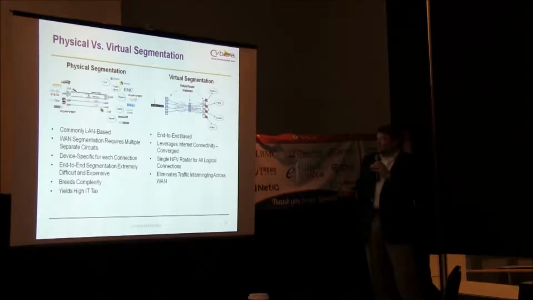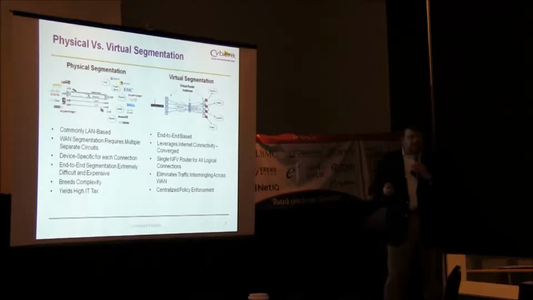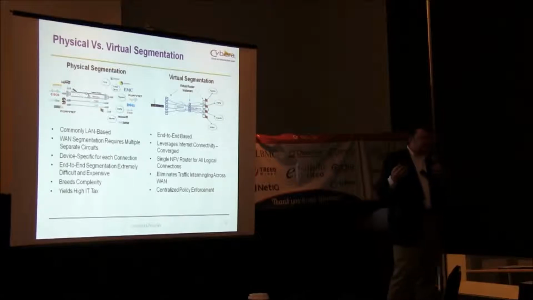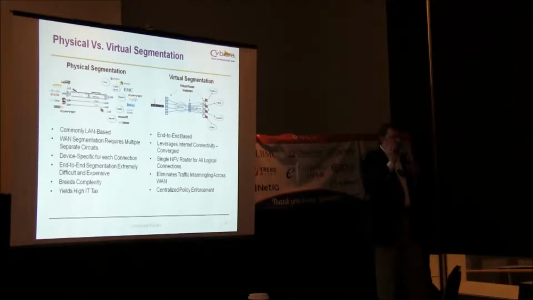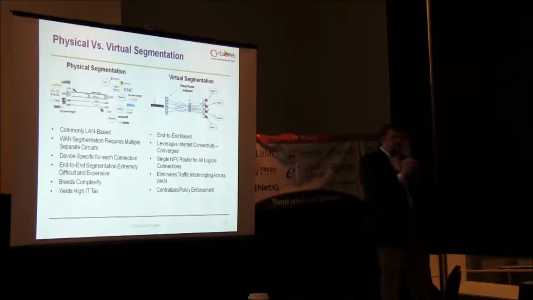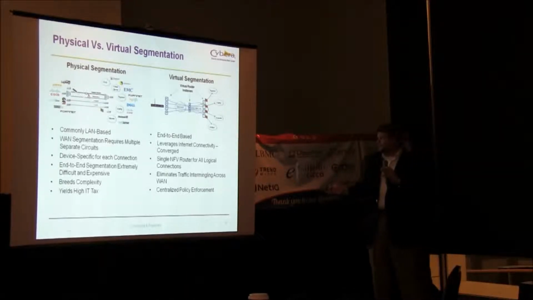It eliminates traffic intermingling across the WAN, as we talked about, but it also provides centralized policy enforcement. The SDN model actually has a centralized universal policy controller, and so if you need to make a policy change to a particular network, you can make that policy change simultaneously across all virtual application networks that you define it for. And you can do it consistently, which is very key.